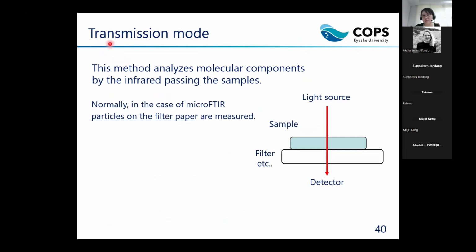And next one is transmission mode. Mainly this was used for micro FTIR. This method analyzes molecular components by the infrared passing through the samples. The figure is a schematic of this method. You can collect the sample on the filter paper, and the infrared can radiate from the upside toward the downside, and you can measure the difference between the light source side and the detector side.